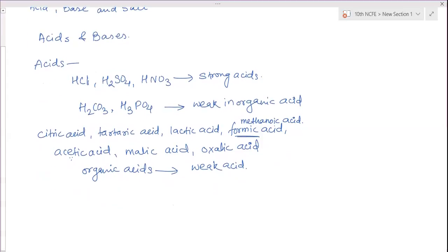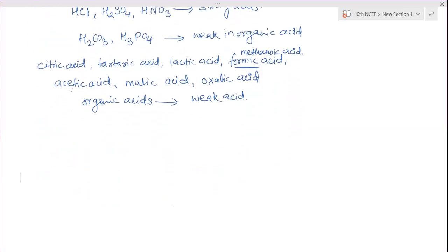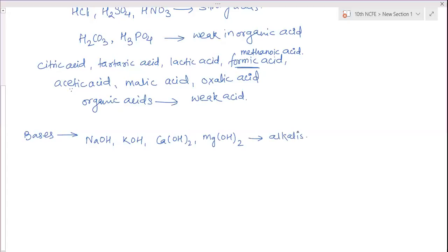Bases, examples of bases. In bases, what are the things you can consider as examples? Sodium hydroxide, potassium hydroxide, calcium hydroxide. Sodium sulfate is not a base. So these are also called alkalis. Alkali, that is bases which are soluble in water and form hydroxide after dissolving into water. So these are called alkalis and strong bases. The remaining ones are weaker bases.